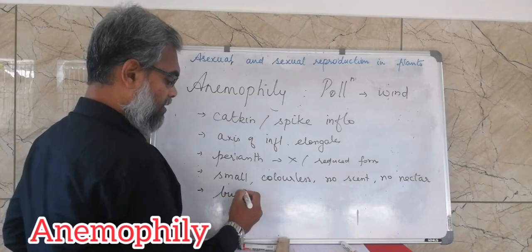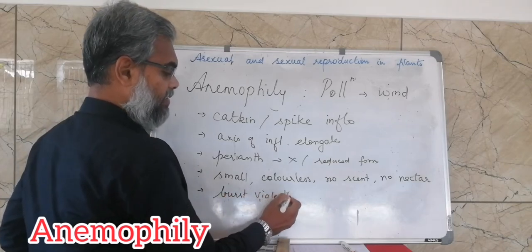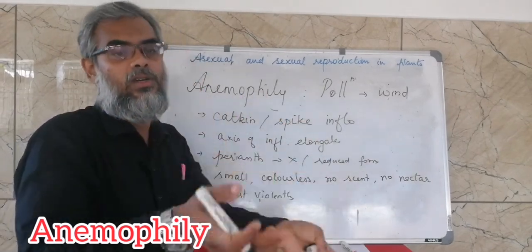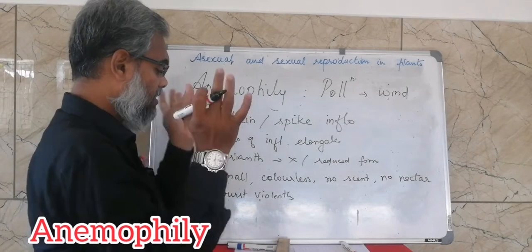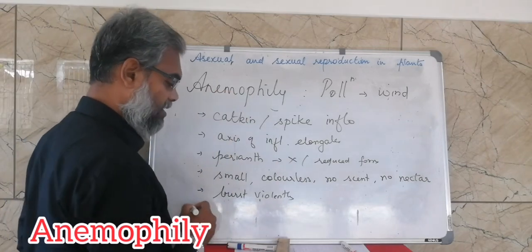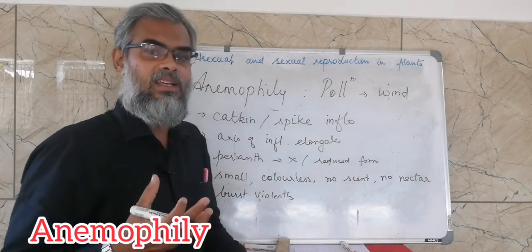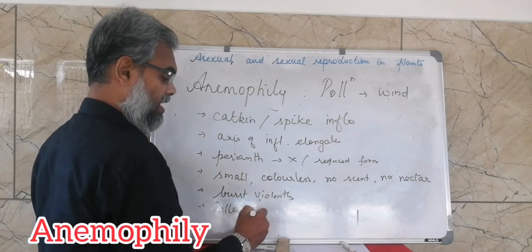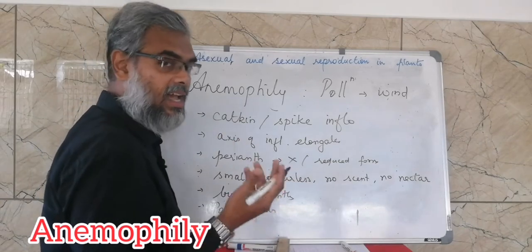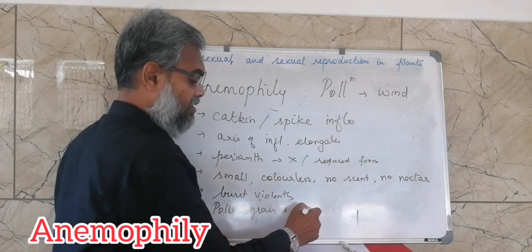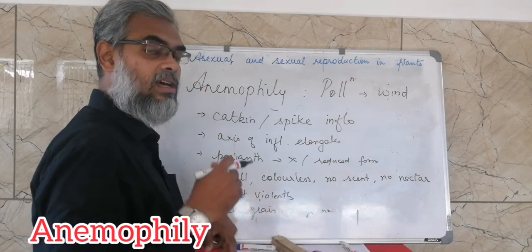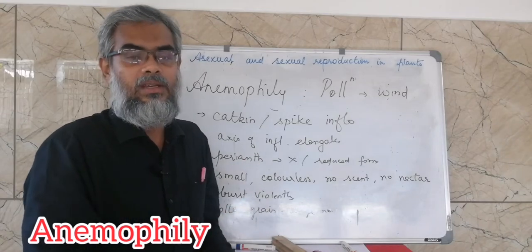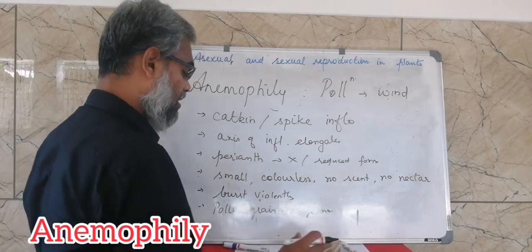And they burst violently in some plants. The pollen anthers, they burst violently so that the pollen grains will reach the stigma. And can you say how will be the pollen grains? The pollen grains will be large in number. As I said, it is a chance event only. If it has more pollen grains only, at least few can reach the stigma. So pollen grains are large in number.